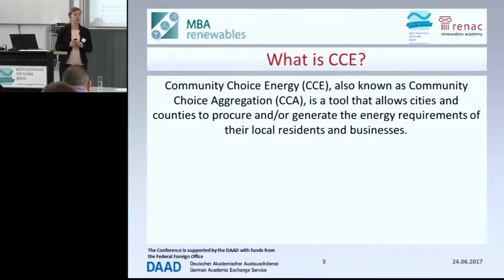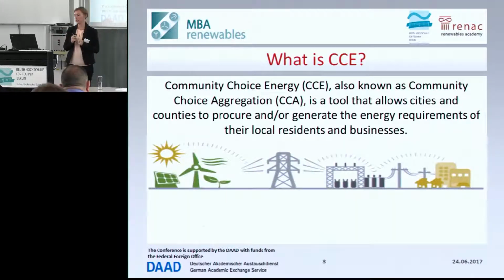So what is community choice energy? Community choice energy is also known as community choice aggregation, but because aggregation was a little hard to understand, in California they now use community choice energy. It's a tool that allows cities and counties to aggregate, procure or generate the electricity for the citizens, residents and businesses of a city.